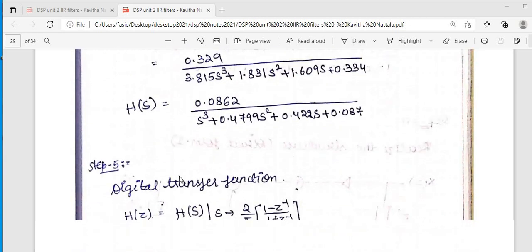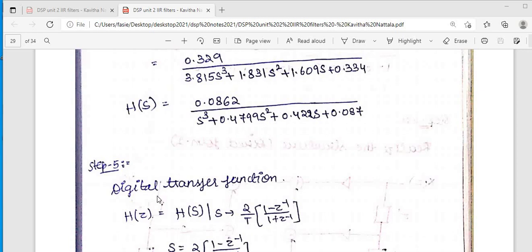Now what is the next step? As I mentioned, we have to use the bilinear transformation. So we are using the bilinear transformation. We are converting h of s into h of z, the transfer function. So now what we are doing? This is s, this is your s square, s cube. Wherever s is there, here we just need to substitute this factor.